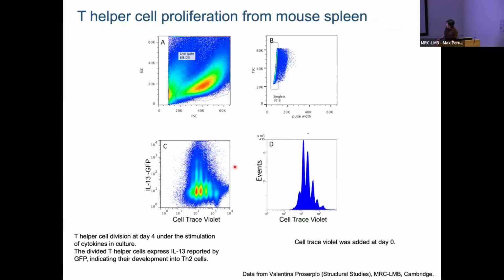So here's an example, T cell proliferation from mouse spleen. First the gate, of course, we select our cells and single cells. And here the cells were loaded with CellTrace Violet. We can see the cells undergo several divisions. These are the T cells. When they divide, they express IL-13. So their IL-13 is tagged with the GFP fluorescent protein.